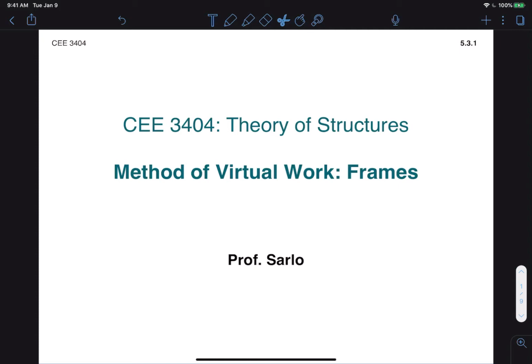In this module we'll be extending the method of virtual work to frames, which will be essentially combining virtual work for trusses and virtual work for beams into one equation, which means we will be considering work done by axial forces, like in the case of trusses, as well as work done by moments, as in the case of beams.